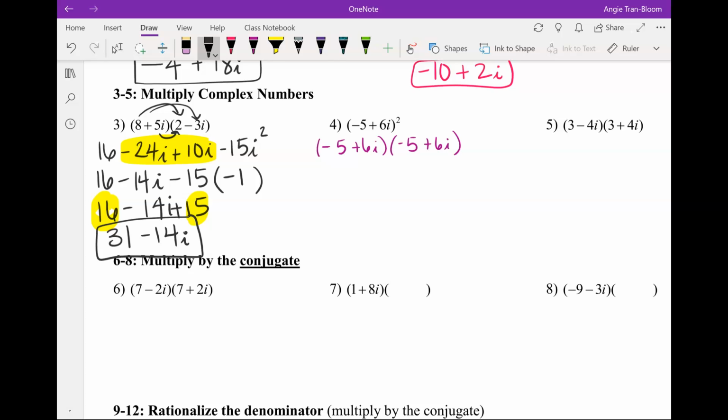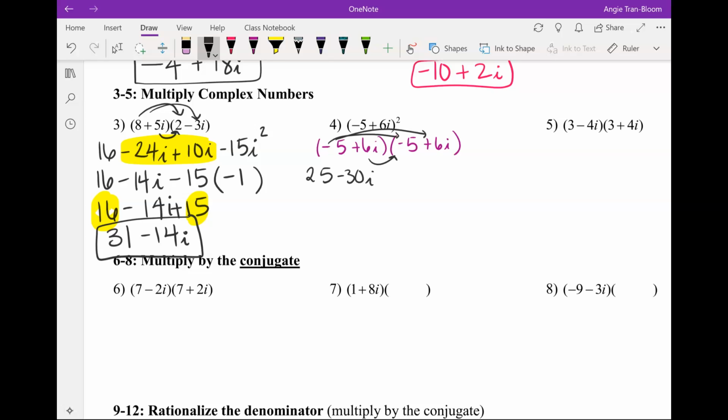All right, here we go. Negative 5 times negative 5. Alan, what's negative 5 times negative 5? Thank you, sir. Negative 5 times 6i. We're going to wait for us to settle in. Okay. Negative 5 times 6i is what, Alyssa? Good.